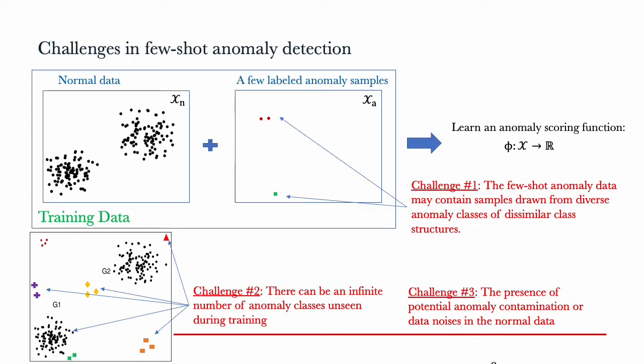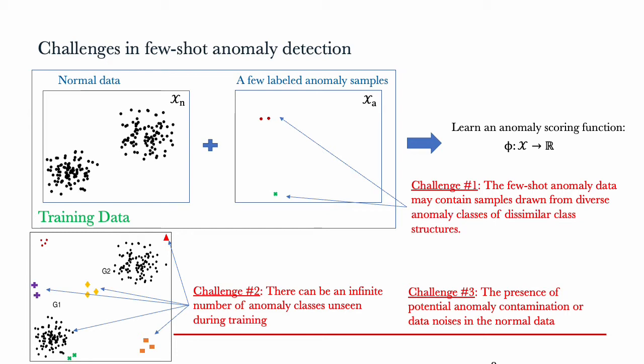For this particular problem, there are a few challenges. The first challenge is that the few-shot anomaly data may contain samples drawn from diverse anomaly classes of dissimilar class structures. This can lead to great difficulty in learning a good representation of the anomaly data space.